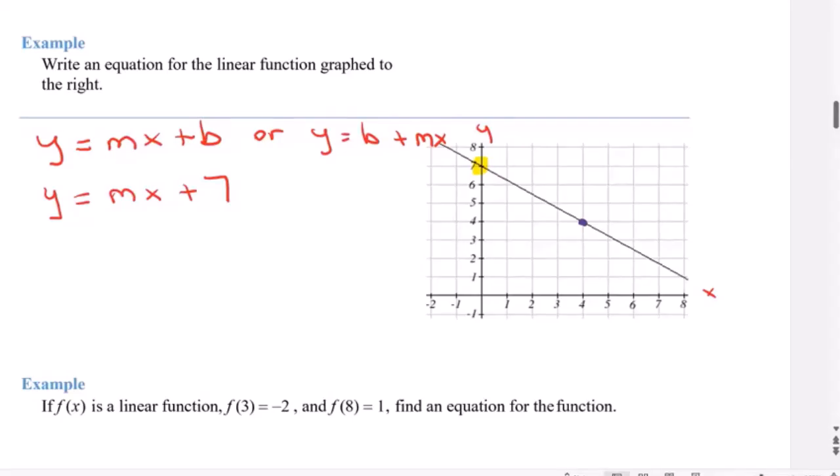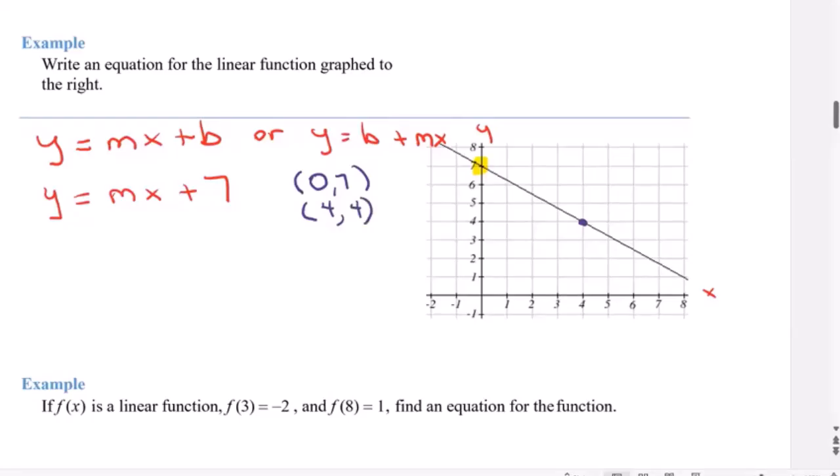And before that, it's not. I would have to do estimating. But I know right there it goes through that grid. So I can say a couple of things. First thing I could say is I have 2 points. When x is 0, y is 7. And when x is 4, y is also 4.